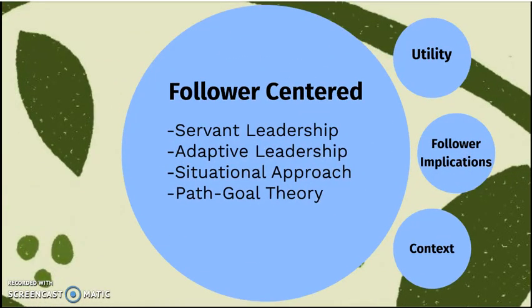Next are the follower-centered approaches and theories. These include servant leadership, adaptive leadership, the situational approach, and path goal theory. In all of these, follower characteristics have heavy influence on leadership behaviors. We'll look at their utility, follower implications, and context involved.